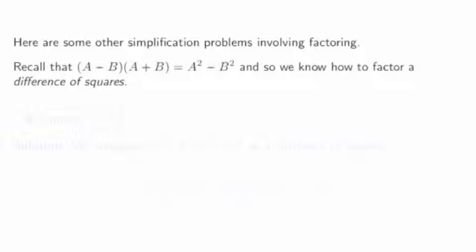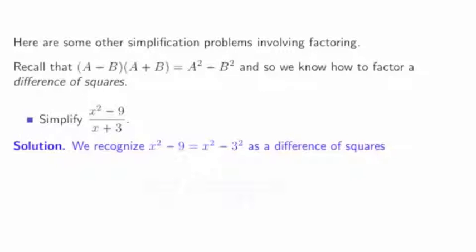Here are some other simplification problems involving factoring. Recall that a minus b times a plus b is a squared minus b squared, and so we know how to factor a difference of squares. So we can simplify this expression. Recognize that the numerator x squared minus 9 is x squared minus 3 squared. It's a difference of squares. And so I can replace x squared minus 9 on top as x minus 3 times x plus 3. And now I can cancel out the x plus 3's, top and bottom. In other words, we'll divide the top and bottom by x plus 3, and we're left with x minus 3.